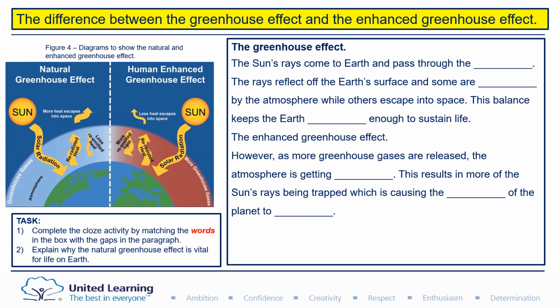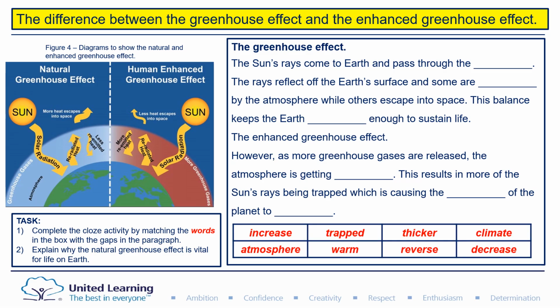Right, so hope you enjoyed that little quick clip. It's brilliant to show you that the solar radiation is trapped by greenhouse gases. What I'd like to do is just copy out this paragraph on the greenhouse effect and enhanced greenhouse effect, and just use the words to match any changes and fill the gaps. So I'll pause it here for you and get it done.